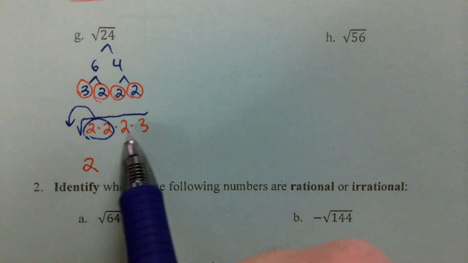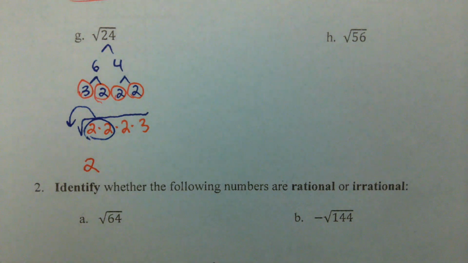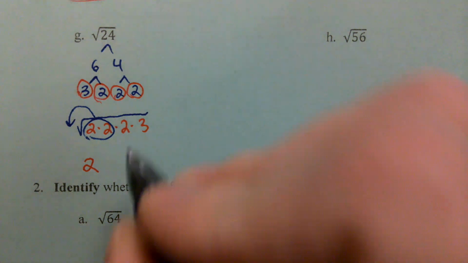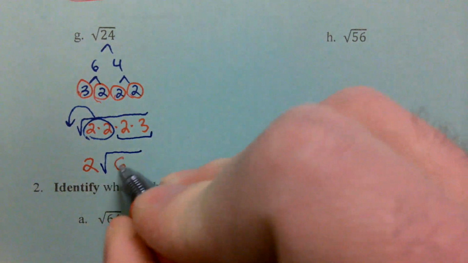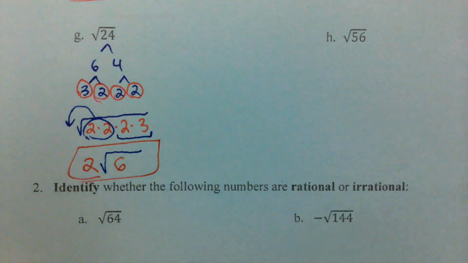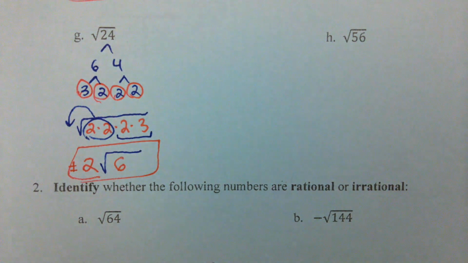So what happens with these unmatched numbers that we have left over? We leave them in the square root and we multiply them. And I'll give it 6. 2 root 6. There's our final answer. Except for the plus or minus in front. Can't forget about that.